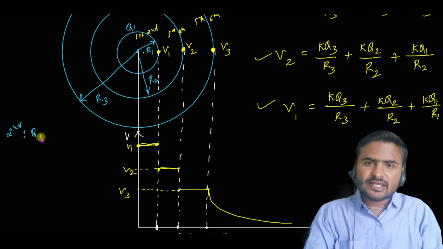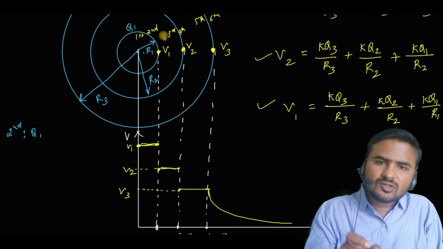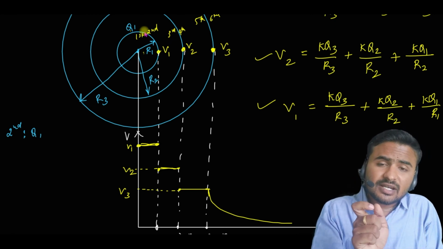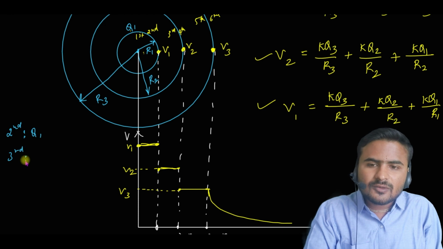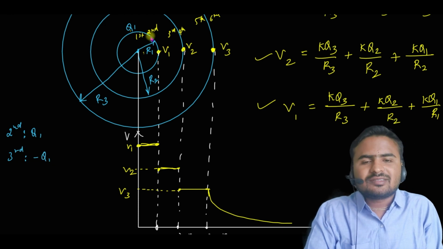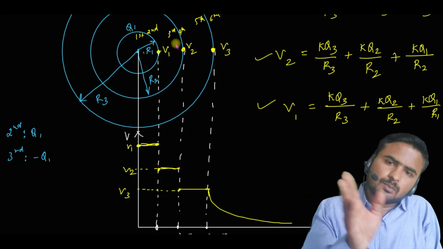The charge present on the second surface will be what? q1. Then how much charge will be present on the third surface? The third surface is just facing the second surface. So the charge on the third surface should be the same as the charge on the second surface, but with opposite sign. Minus q1, because the charge on the second surface is q1. Therefore the charge on the third surface will be minus q1.